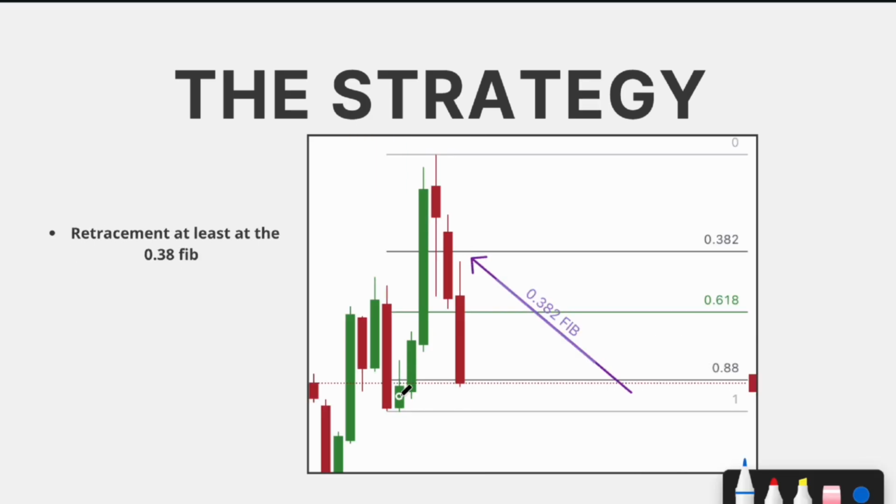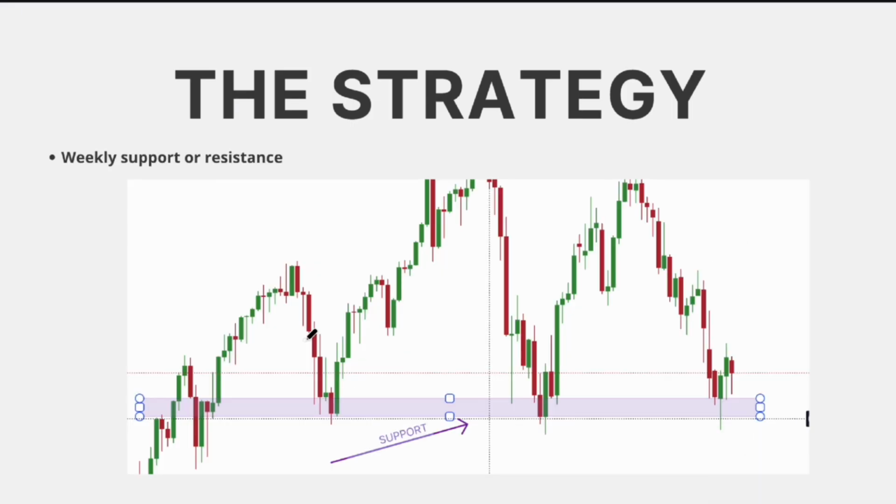Our retracement should at least come back to the 38% of the fib, because a great retracement is one that has pulled back to at least the 38% of the fib. So this was our impulse, and the retracement came back at least to the 38% on the fib.